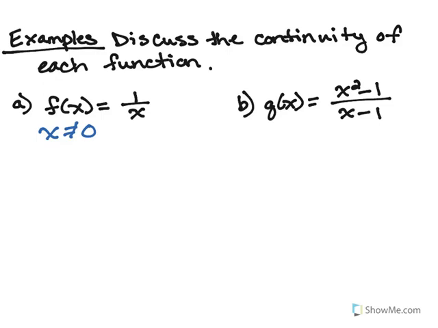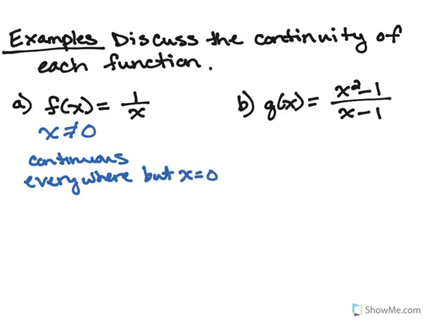So we can describe this a couple different ways. We can say it's continuous everywhere but x equals 0. Or I could use interval notation, and I could say, well, from negative infinity up to 0, it's okay, and then from 0 to infinity, it's continuous. Let me ask you this. Is this discontinuity removable?